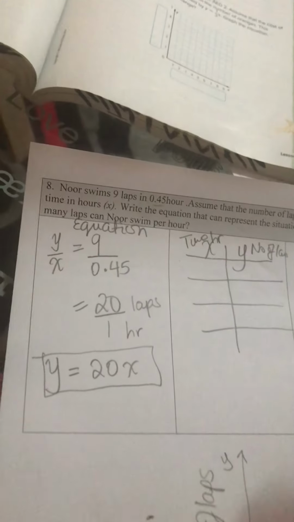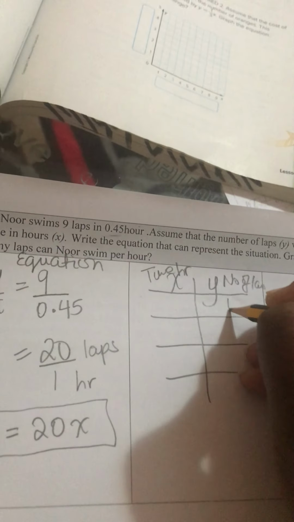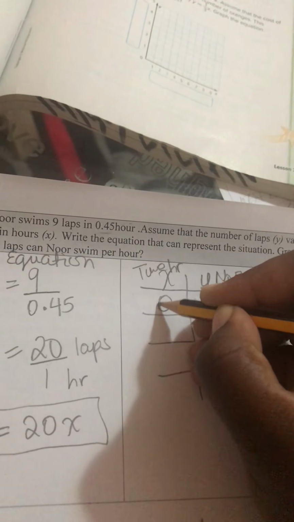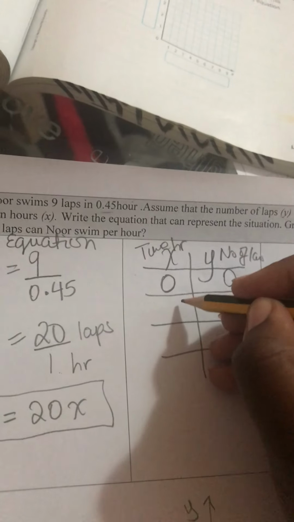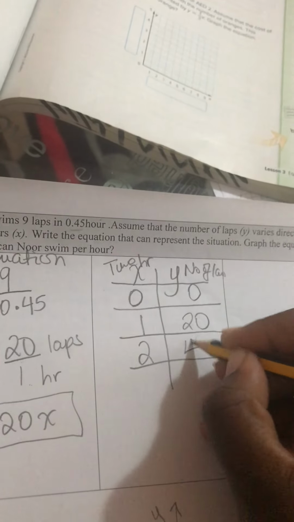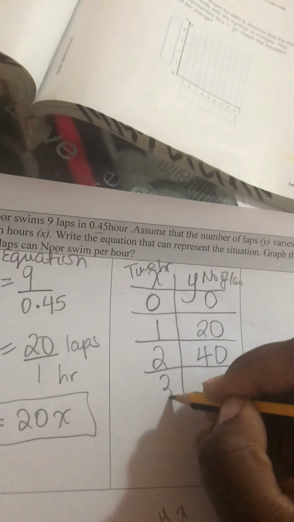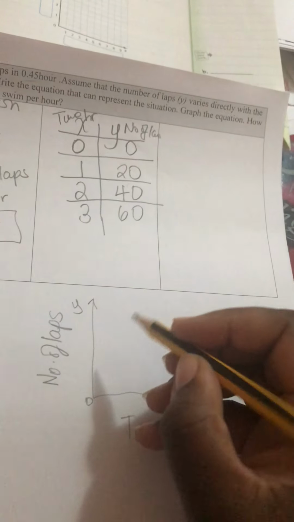Alright. Can she swim negative numbers? No. Can she swim 0? Yes. If she doesn't swim, that means she did not use time. We cannot measure something she did not do. Okay? And we now know if she swims 1 hour, she will do 20 laps. If she swims 2 hours, she will do 40 laps. If she swims 3 hours, she will do 60 laps. Like that.